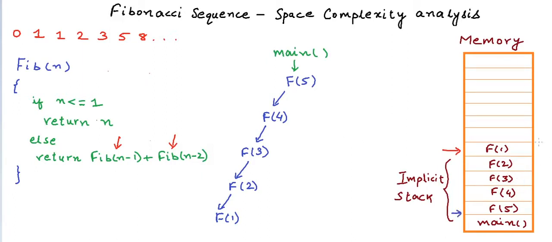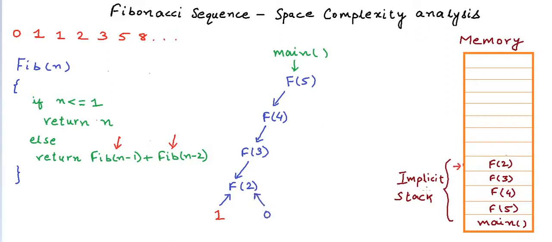So this part of the call stack is the memory consumption by our recursive algorithm. Now in this recursion, F1 does not make any further recursive call. It simply returns 1, and now F1 has finished and gets popped from the memory, and the control goes back to F2. Now F2 at this stage makes another call to F0, and F0 also simply returns 0 and finishes.